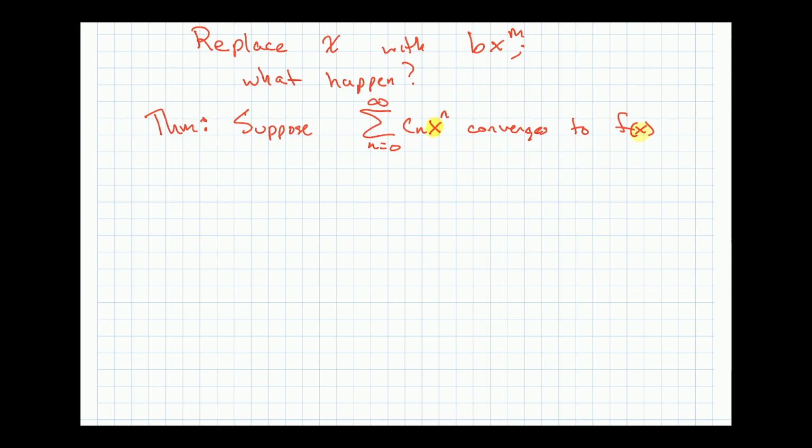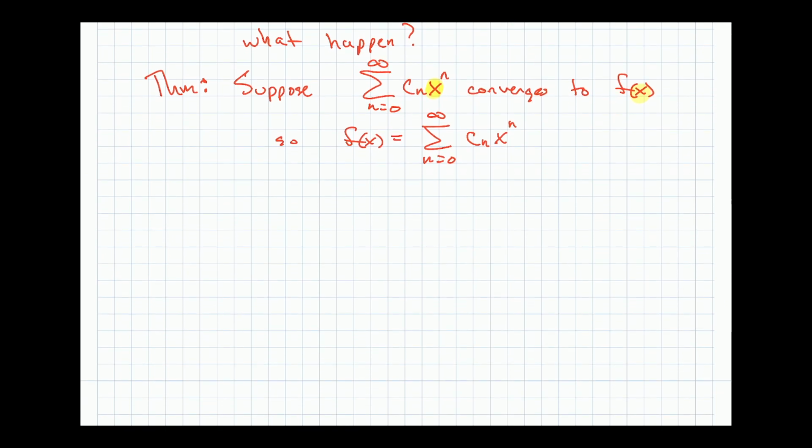So you'll even see them write like this: f of x equals the sum, n goes from 0 to infinity, of cn x to the n. They can do that because obviously there's an x on the right hand side, so that is a function of x. It's just an infinite polynomial for x. So they say that, don't let that bother you. So suppose that series converges to f of x.